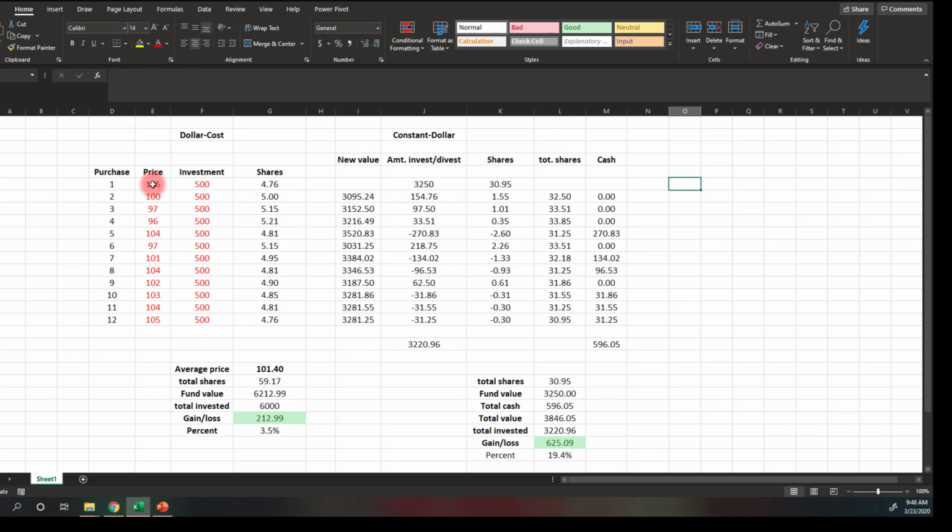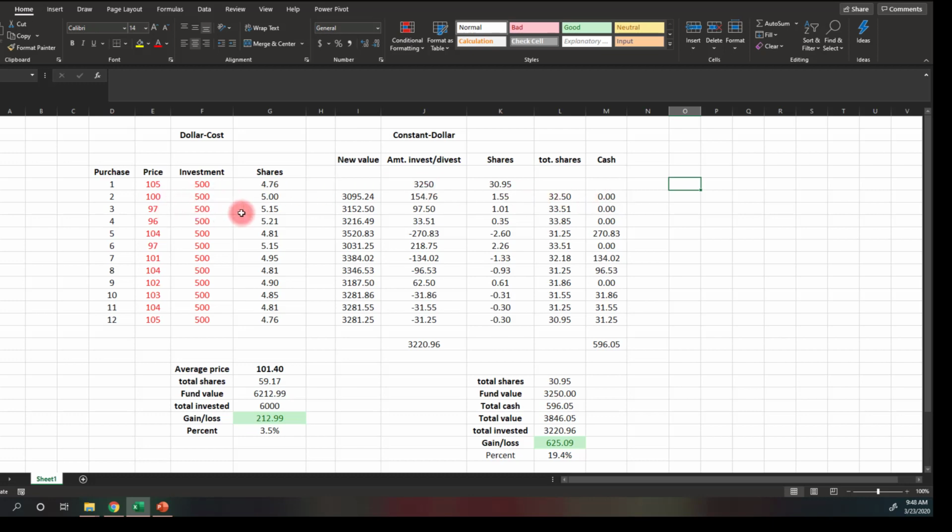And when the price is 105, he's going to pick up almost 31 shares right here. Then the price in time period 2 drops to 100. His value is $3,095, so he's lost a little bit, right? It was worth $3,250. So the strategy says you need to bring this up to $3,250. So he's got to put $154.76 into it. That's going to buy him 1.55 shares at this price. And he now has a total of 32.5 shares. And notice that none of it has been parked in cash because he had to come up with more cash on the side.